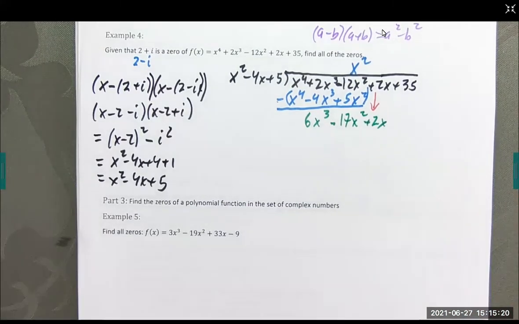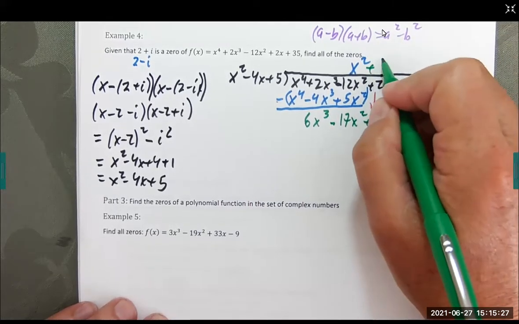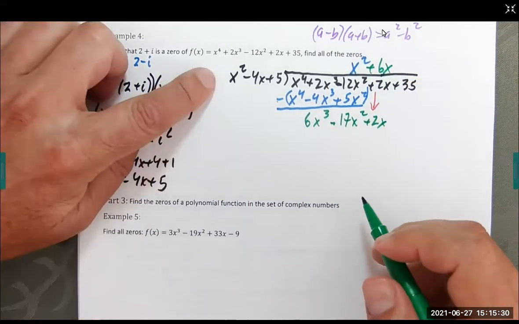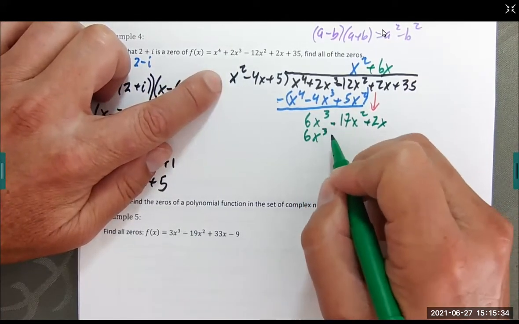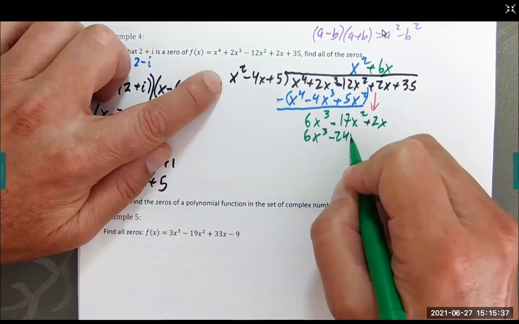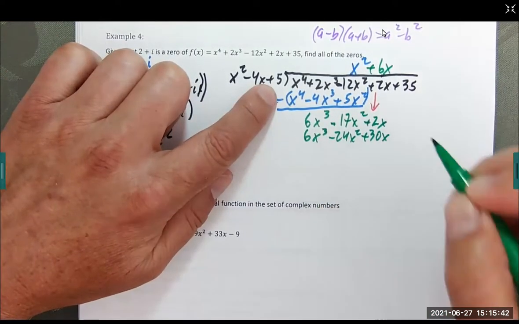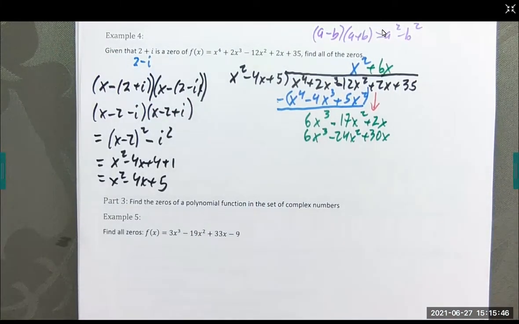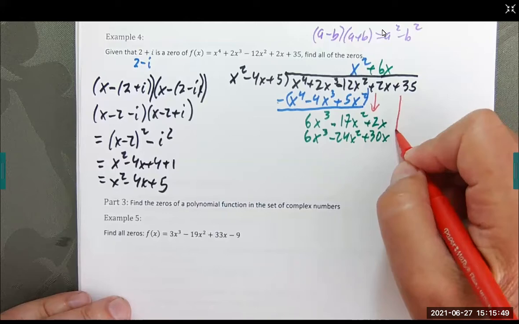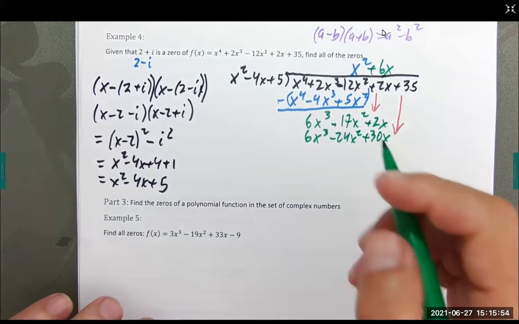Now we're going to start again. I need something times x squared to give me 6x cubed. That is going to be plus 6x. Then distribute 6x to the 3rd minus 24x squared plus 30x. Once again, we're going to bring down 35 after we subtract.